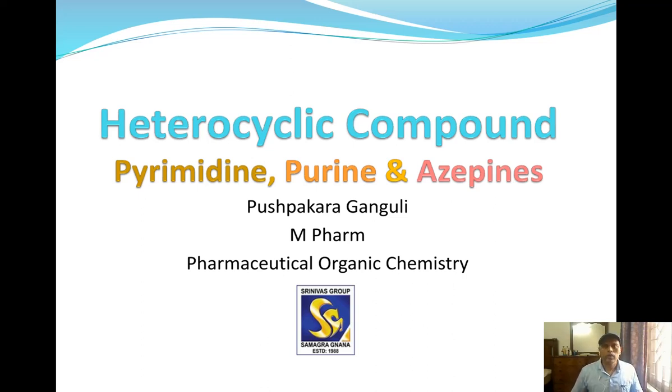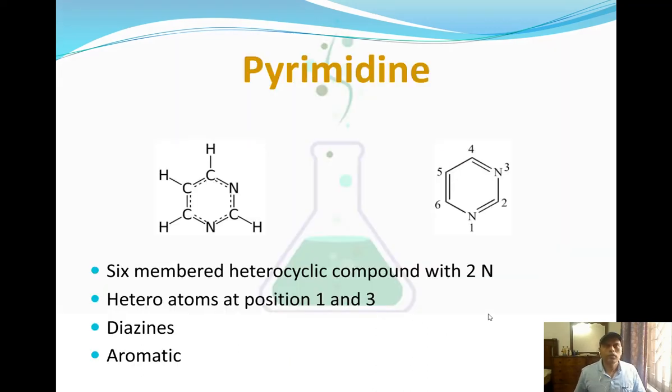We were studying about heterocyclic compounds. Today, let's study about pyrimidine, purine, and azepines. According to the syllabus, we are going to study about synthesis and medicinal uses of these three compounds. We are not going to study about chemical reactions. First, let's study about pyrimidine.